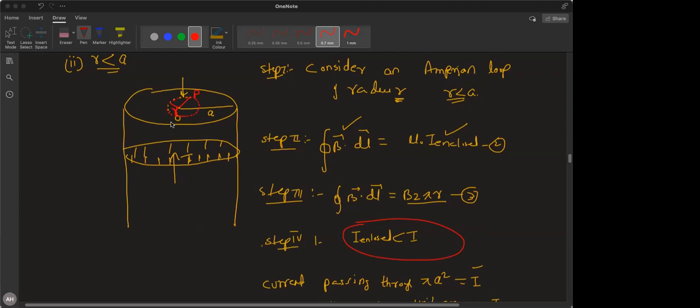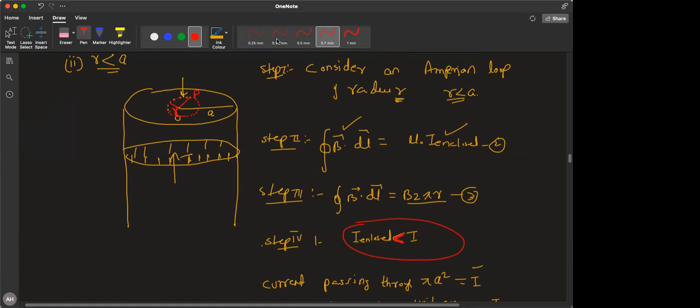Nabil Ahmed, an issue? Sir, in the fourth step, is I enclosed less than I? Yes. Why? Yes, Nabil. You want to ask why I enclosed is less than I?